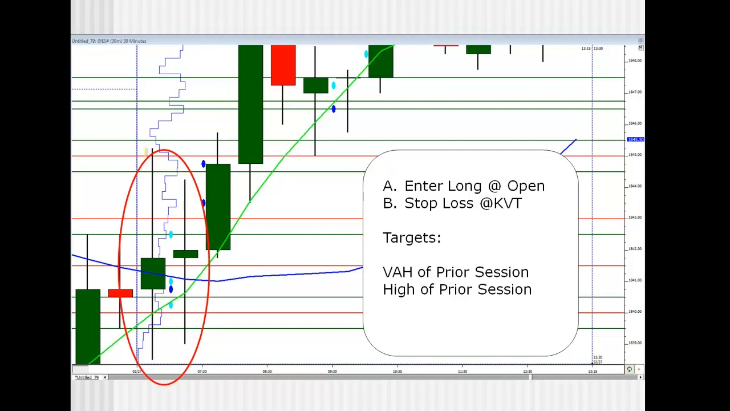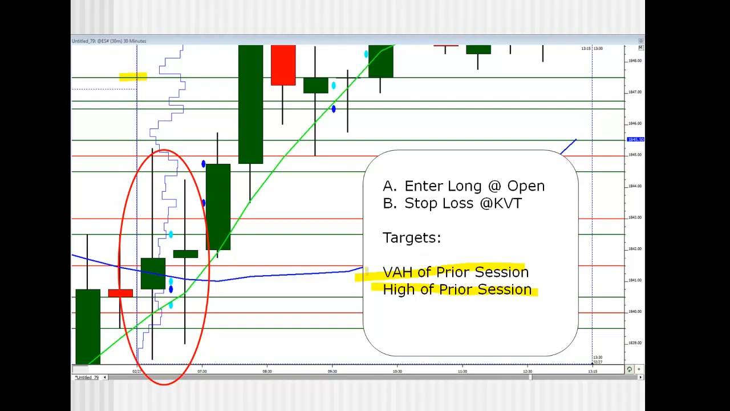My first target would be, whenever I'm taking a trade early on in the day after the first hour, and the first hour had a limited initial balance, as was the case here, the value area high of the prior session. So I would look to see where the value area high of the prior session was, and I believe it was somewhere around here. That was the prior value area high. And then the next target would be the high of the prior session, the actual high of the prior session.